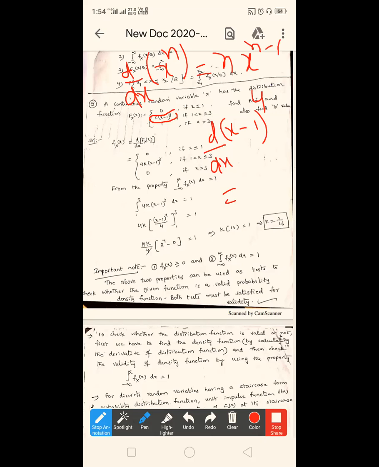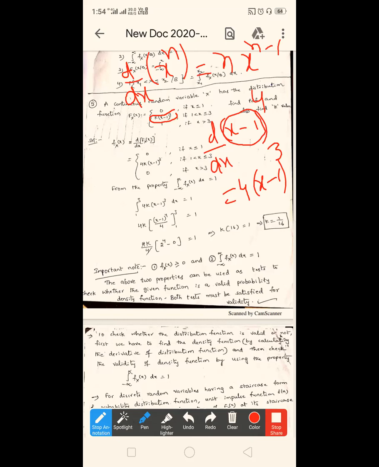Here, instead of x, we have x minus 1. So apply the same formula. The n value is 4 here. So 4 into (x minus 1) whole power 4 minus 1, which means 3. So n into x power n minus 1, with x replaced by x minus 1. N means 4, and n minus 1 means 3.